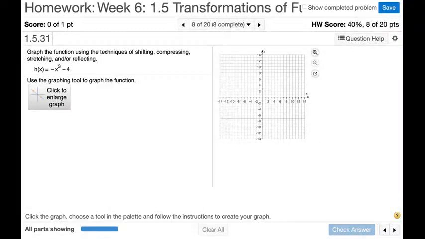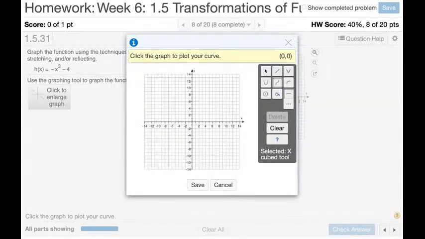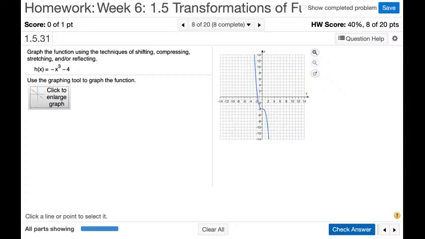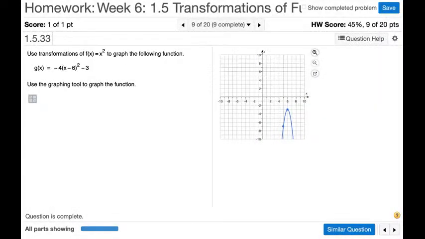Okay. So this is going to be an S-shaped curve, a cubic function, but we flip it vertically over the x-axis and we move it down by 4. So it's going to be this tool. I'm just going to click in the center, flip over the x-axis, and then move it down by 4. Okay. Oh, we did this one, right? Let's go on to the next one.